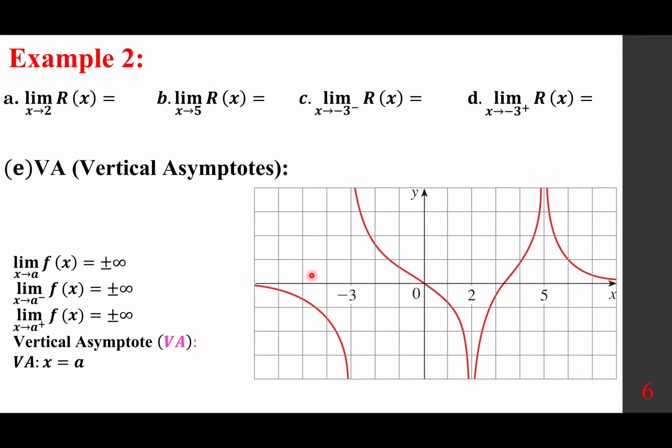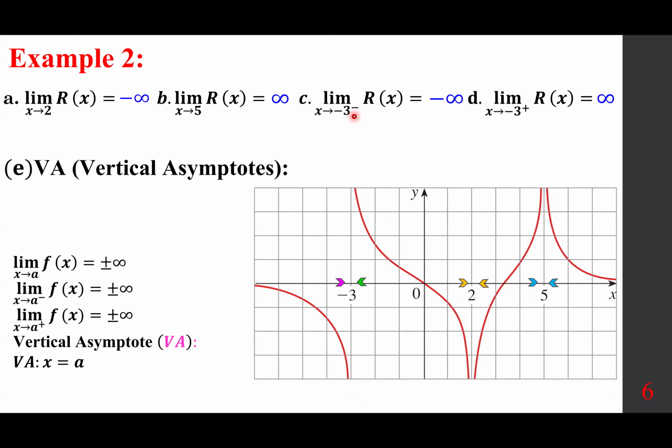All right, now we are given a graph and we want to find the limit of r of x as x approaches 2, 5, -3 from the left, -3 from the right. So we take a look at it and see what's going on. 2 from both sides take us down to -infinity. 5, both sides goes up to +infinity. However, -3 from the left goes down to -infinity. From the right goes up to +infinity.